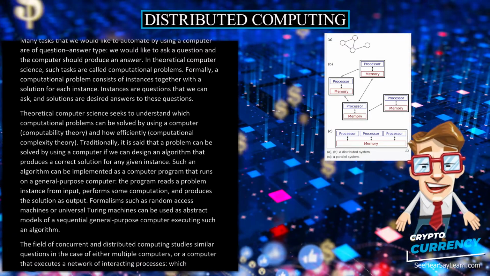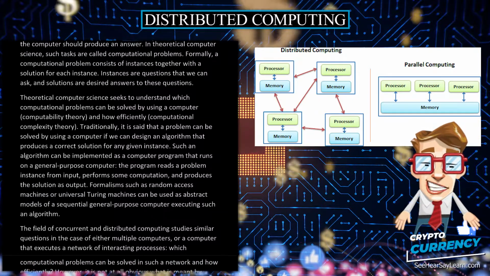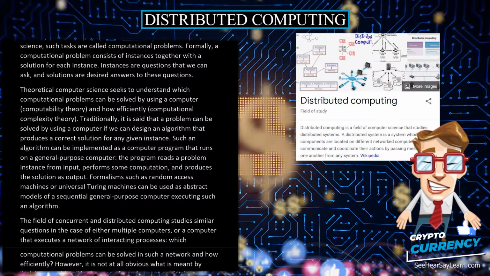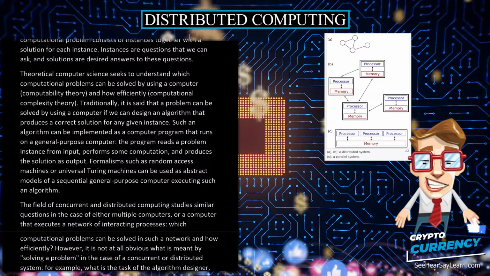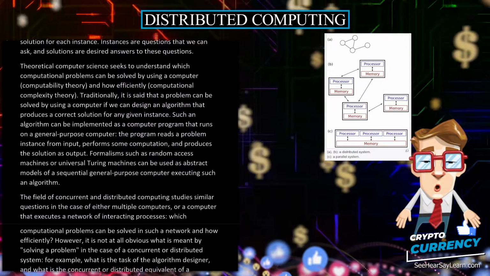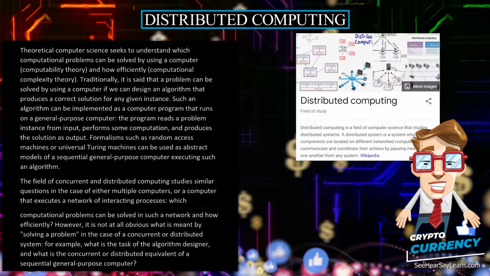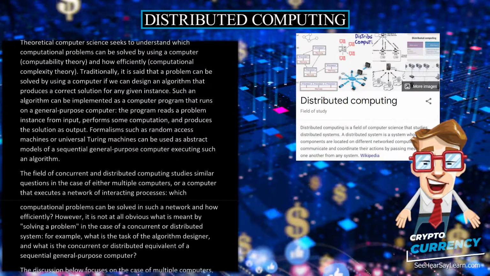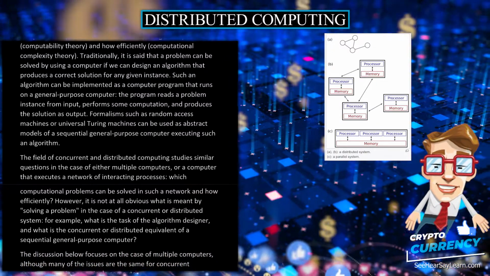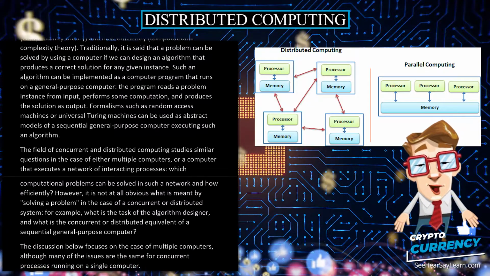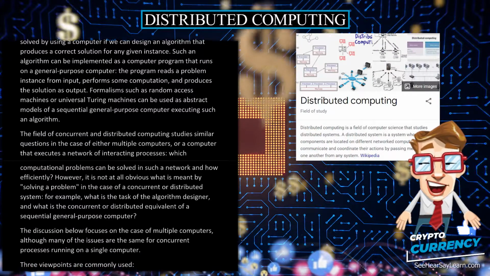Such an algorithm can be implemented as a computer program that runs on a general-purpose computer. The program reads a problem instance from input, performs some computation, and produces the solution as output. Formalisms such as random access machines or universal Turing machines can be used as abstract models of a sequential general-purpose computer executing such an algorithm. The field of concurrent and distributed computing studies similar questions in the case of either multiple computers, or a computer that executes a network of interacting processes: which computational problems can be solved in such a network and how efficiently.